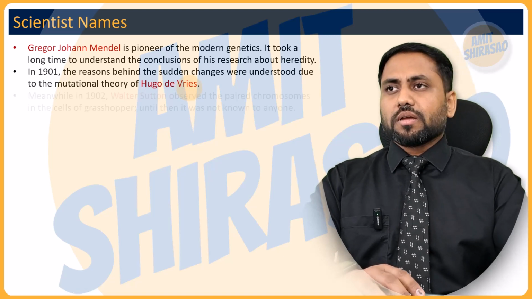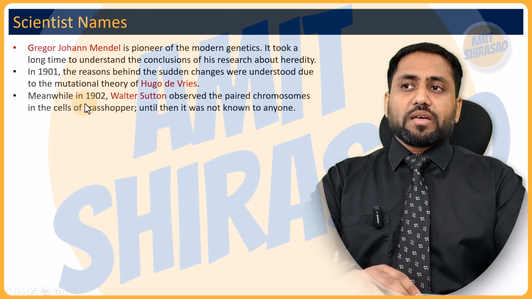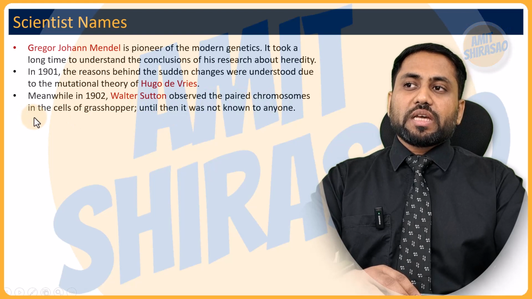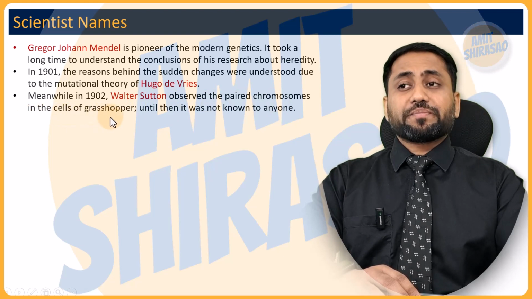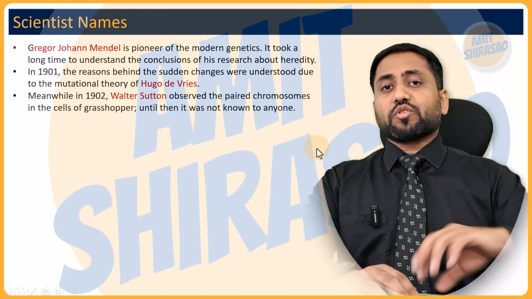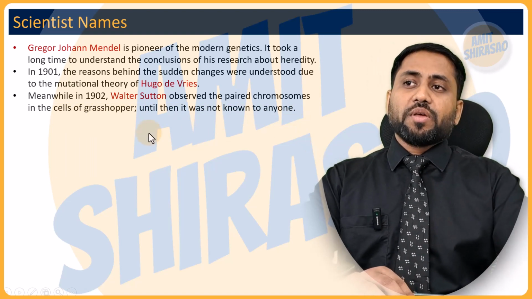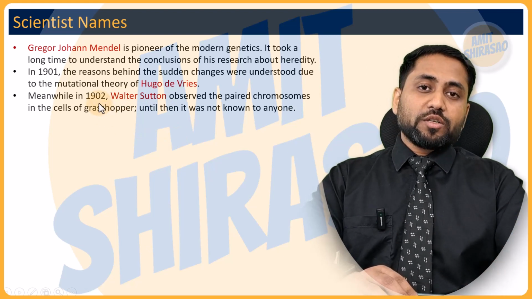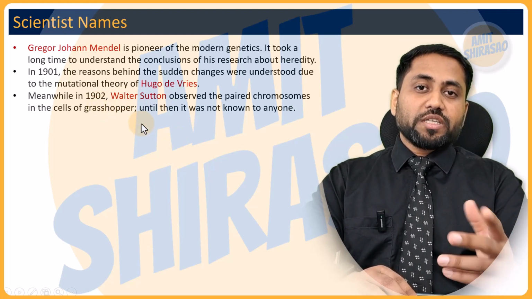Hugo de Vries. Meanwhile, just the next year, Walter Sutton observed a pair of chromosomes in the cell of a grasshopper. Until then, it was not known to anyone. So chromosomes were discovered for the very first time by Walter Sutton in 1902, almost 120 years ago.